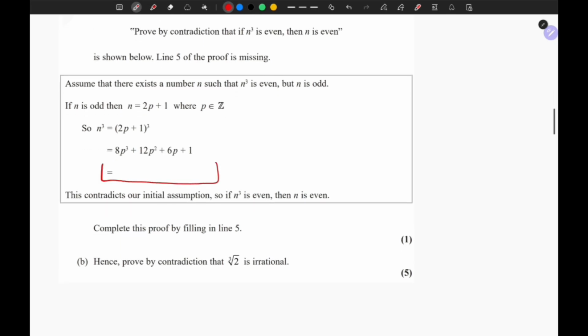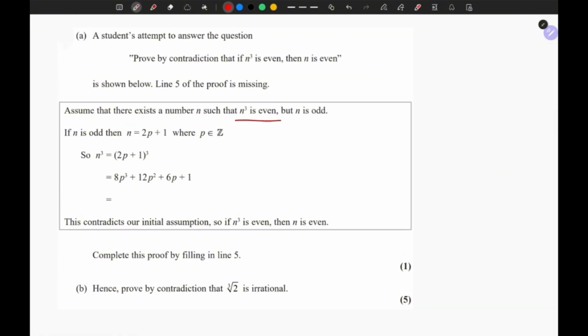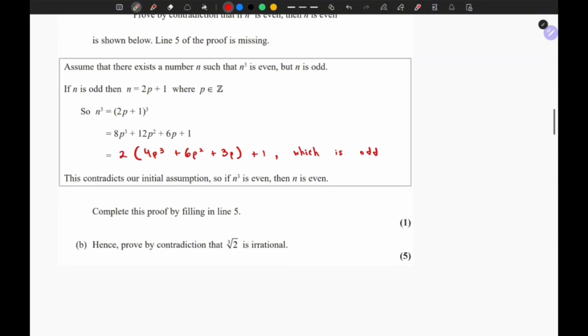Now in this part, since they're talking about n cubed being even, we need to take 2 common. So this will be 2 times (4p cubed plus 6p squared plus 3p) plus 1. Because even numbers can be divided by 2, but there's a plus 1 at the end. So now we can say that this is odd. So that's the end of the proof.